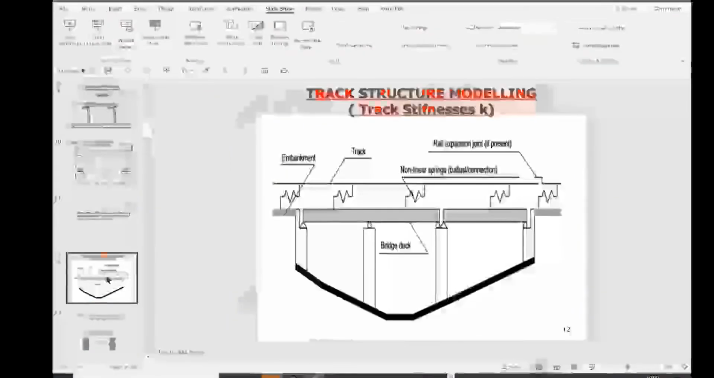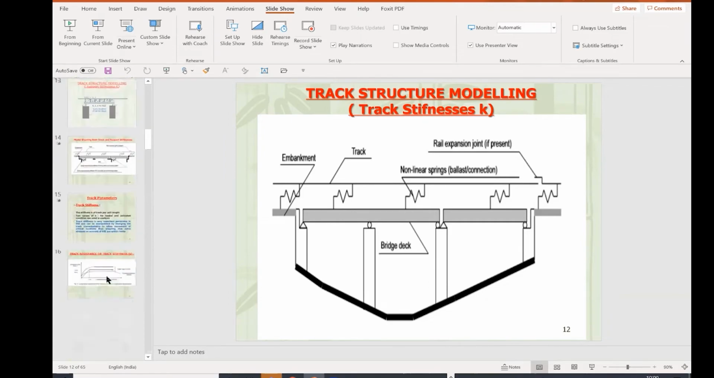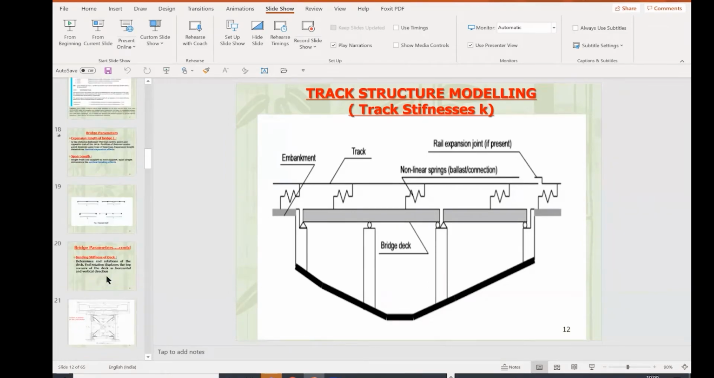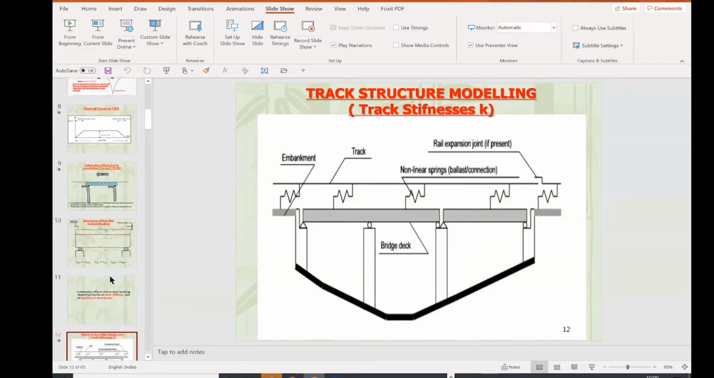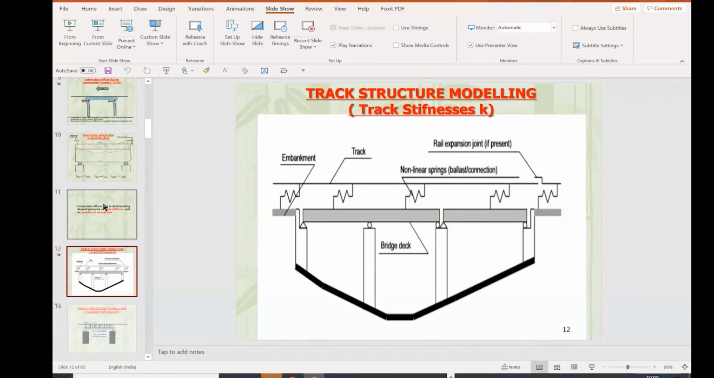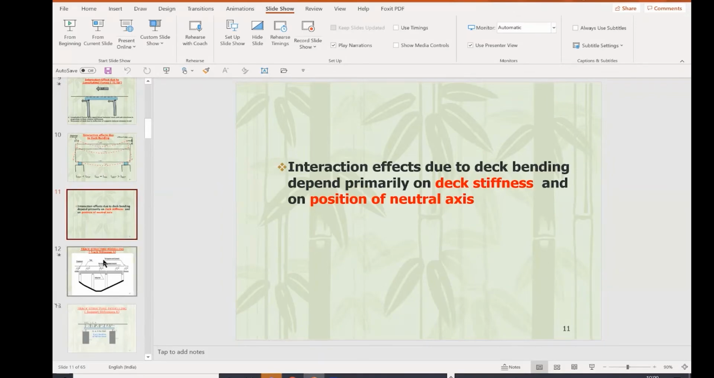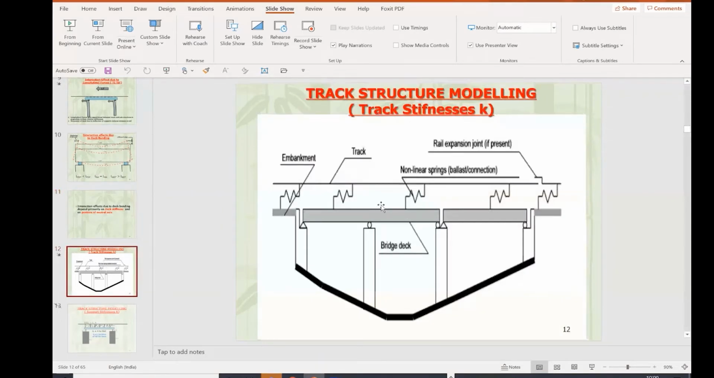Yeah. Now, let me take 5 minutes more. I think I wanted to give you one exercise. Okay, let me. Yeah. Now, what are the parameters? Or before that, let me show you how we model the structure.